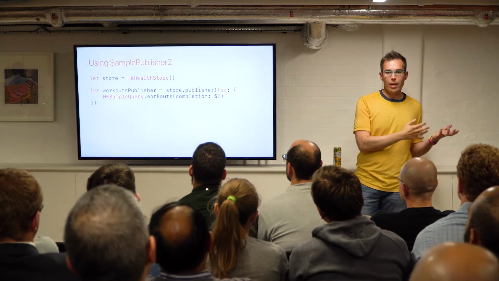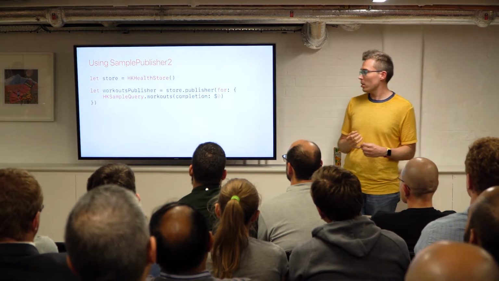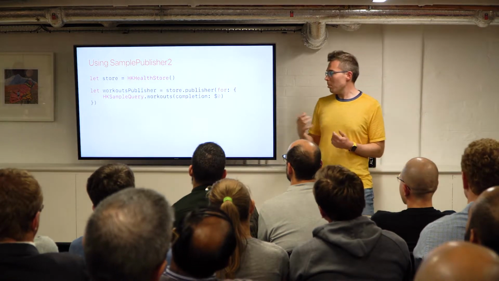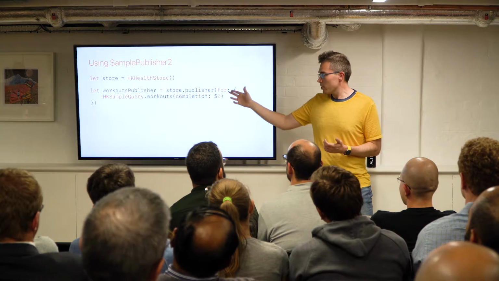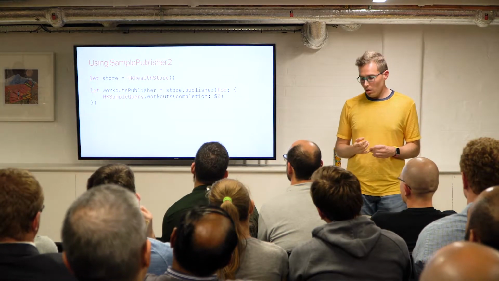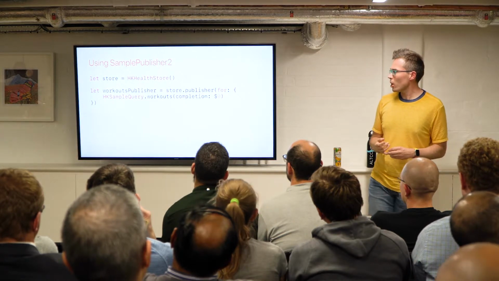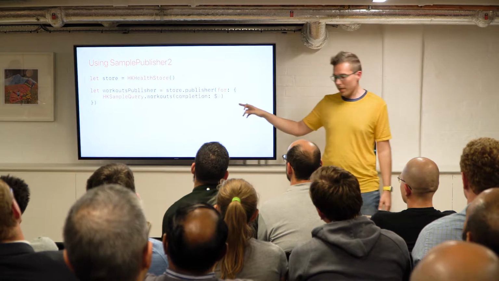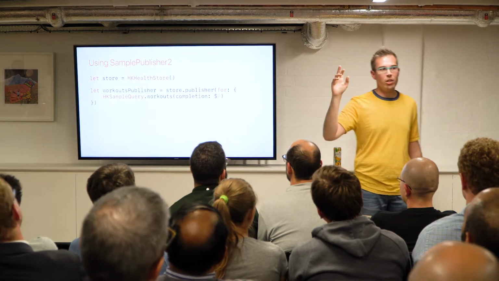We've used that existing function that gave us the sample query when given a completion block, and we've made a publisher from it because of this magic function, basically. If anyone's a bit weirded out by all of these curly brackets, we can go one step further and just get rid of those too.